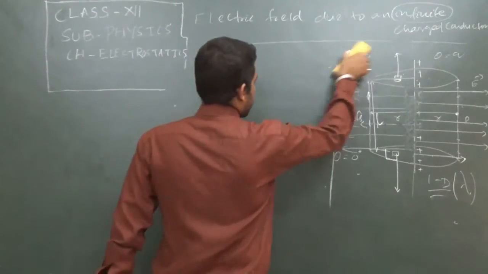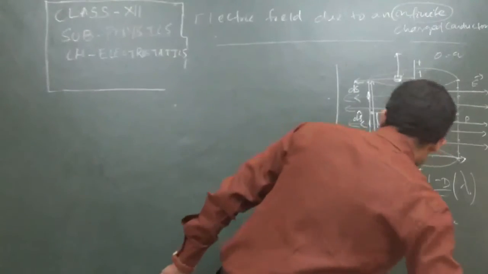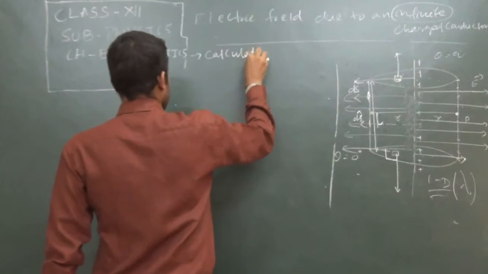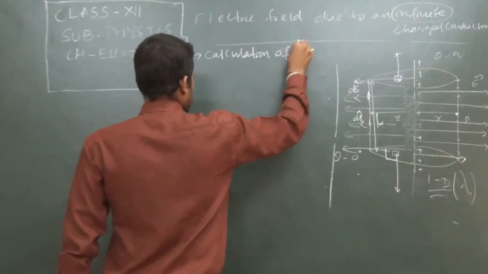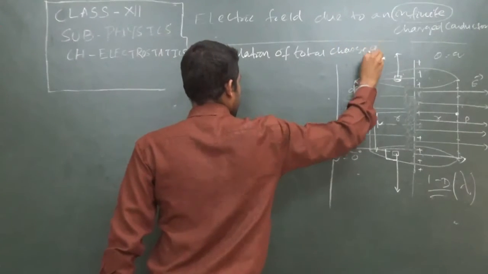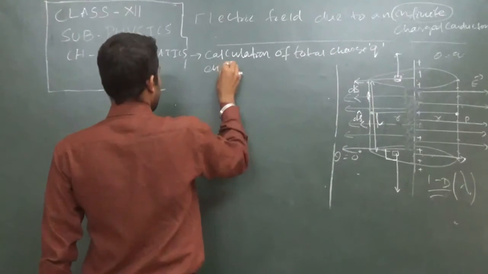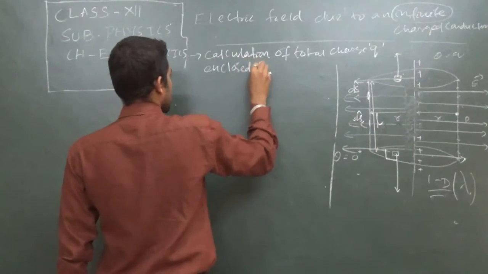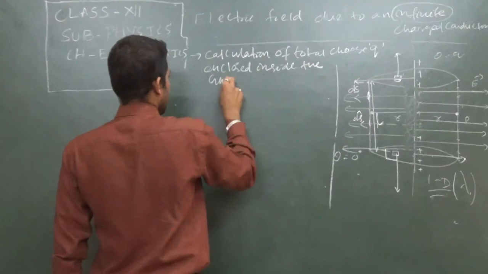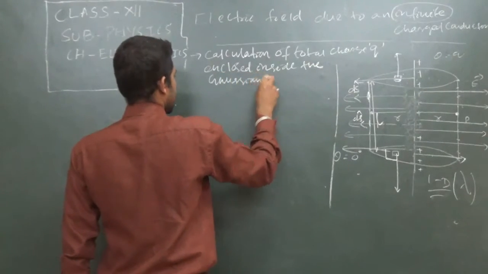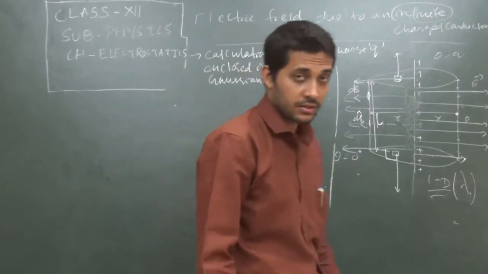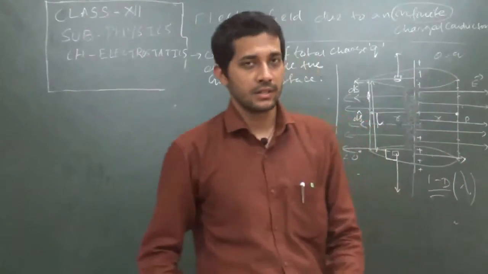So now for step 3. What was step 3? Calculation of total charge Q enclosed inside the Gaussian surface. This is the basic part. You need to understand this one. Got this one? What is the amount of charge you are holding? This is the basic case.